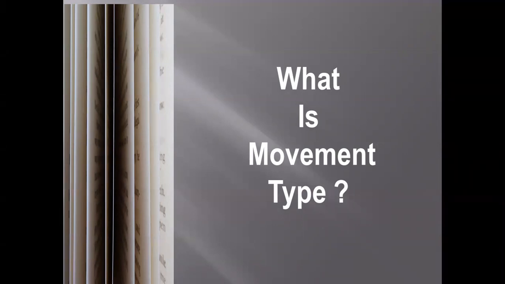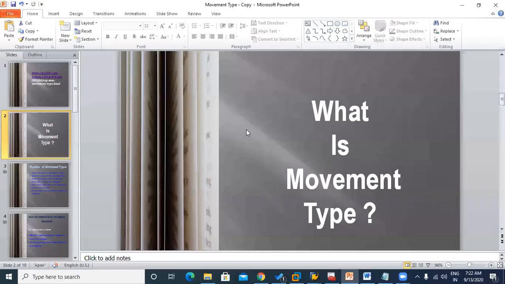The movement type is a 3-digit number which is used in posting and managing of materials. Whenever you are posting or managing the material movement, this 3-digit movement type is required. Without this 3-digit number, you cannot post any of the transactions in the MM module. So let us go to the screen and jump into that.